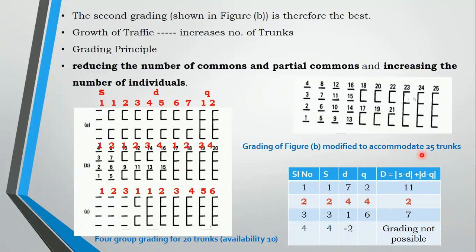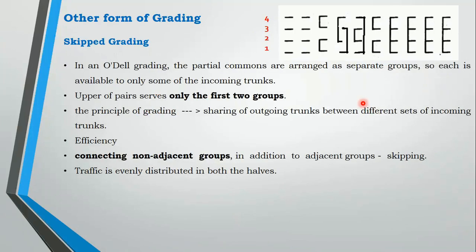Now you can accommodate more number of trunks, so your grading principle is satisfied. You have increased the number of individual connections and the number of trunks also increases. So it is the best grading method where you can get good traffic here. Then we have another two forms of grading here.